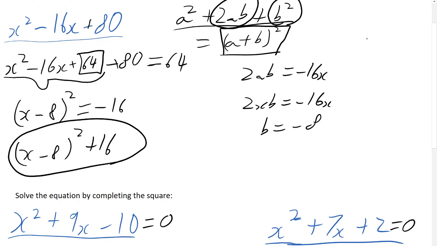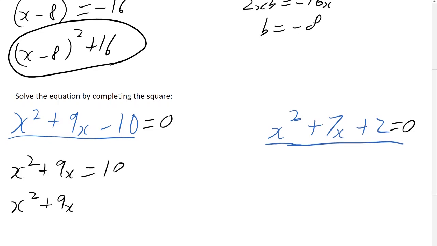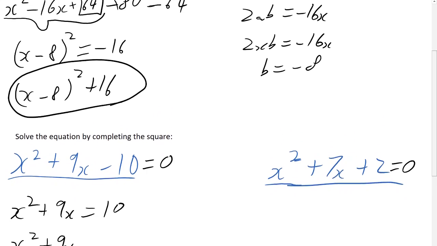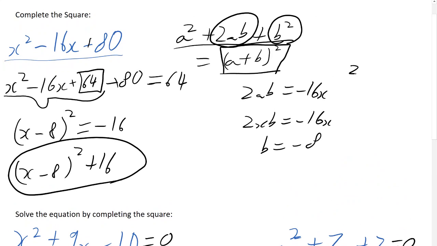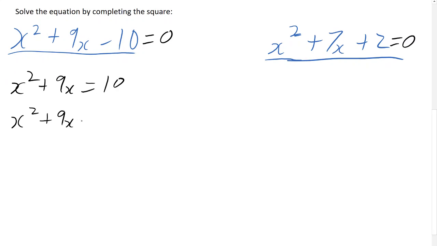Let's do the same thing we did before. 2ab equals 9x. So x and a are the same again in this equation, and also now we just need to divide both sides by 2, so b equals 9 over 2. And that means our third term is going to be 9 over 2 squared equals 10, and then we also have to add it to the other side, 9 over 2 squared.